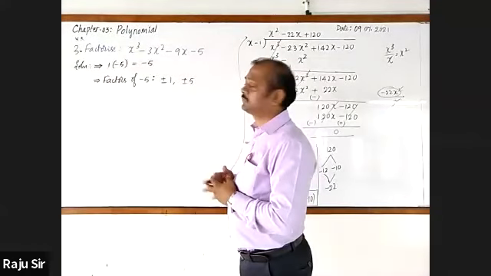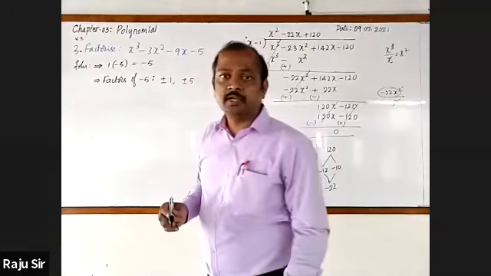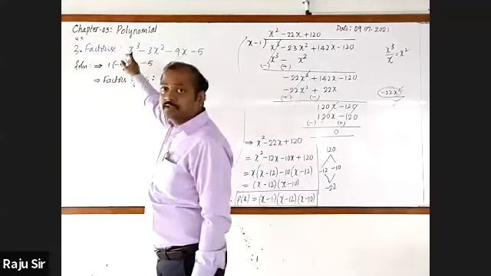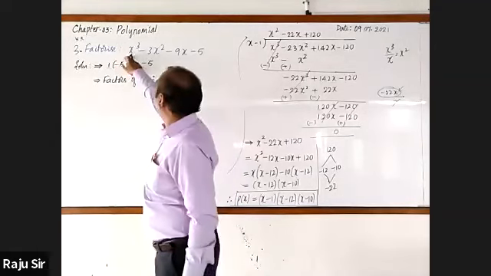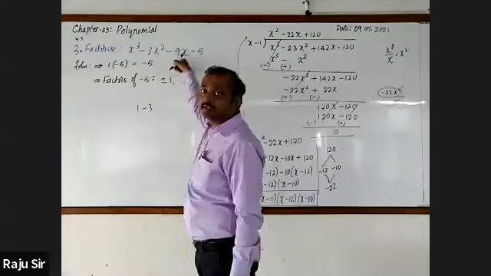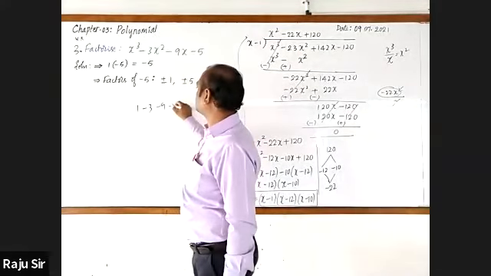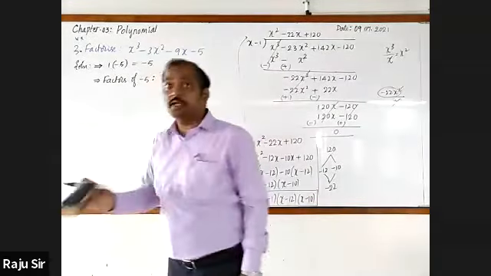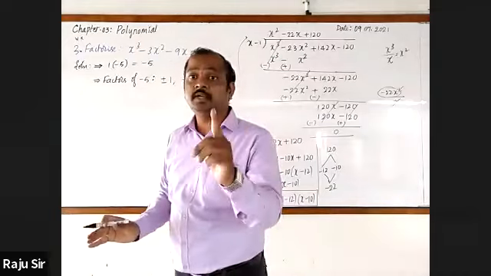Let's go for checking. Just observe it. I take 1 in place of x. Here 1 cube is 1. Here 1 square is 1. 1 into minus 3 is minus 3. Minus 9 into 1 is minus 9, then minus 5. So it is not equal to 0. And by trial and error method, let's go for taking minus 1.